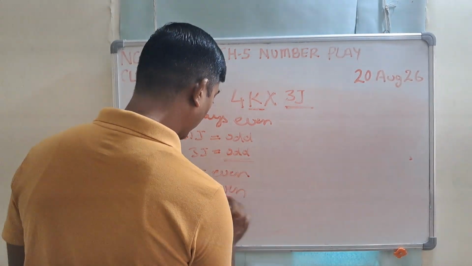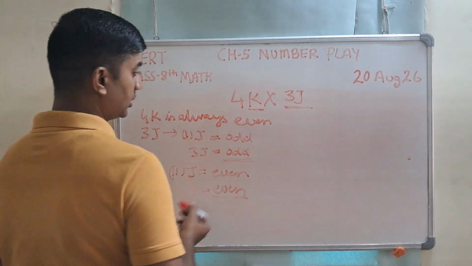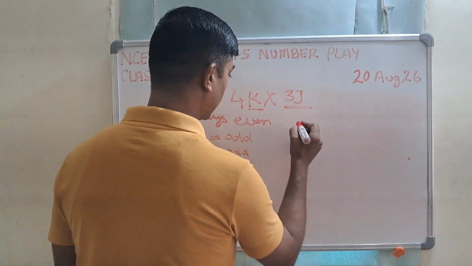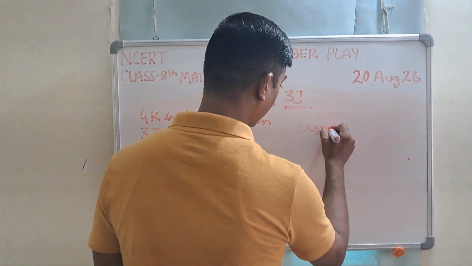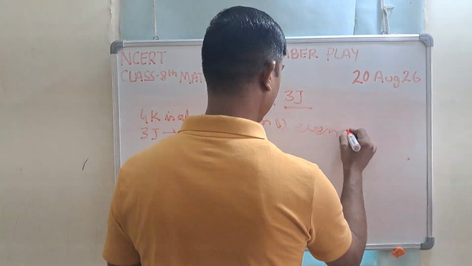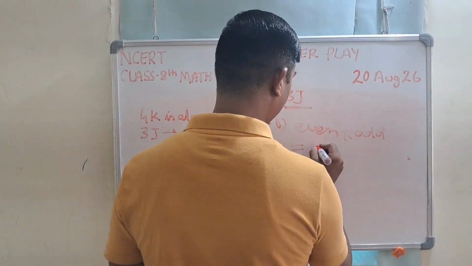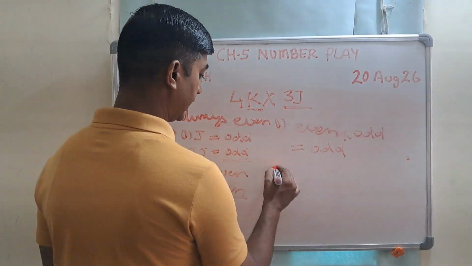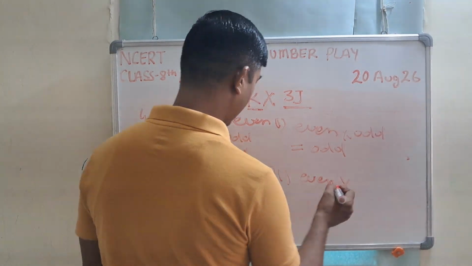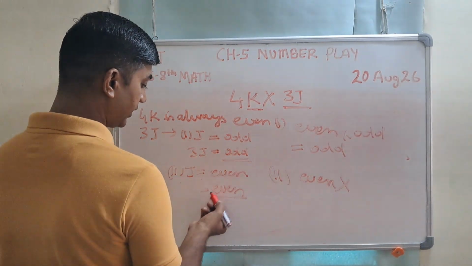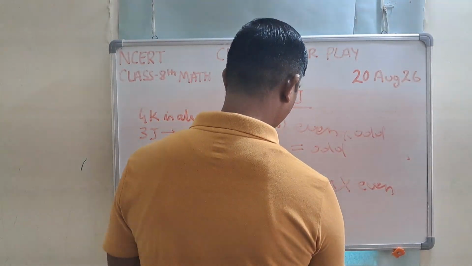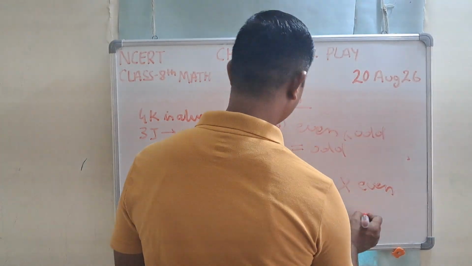Now in this expression, we have two values that we put here. When 4k is always even, in case 1, and 3j is odd, what is your result? Odd. Understood? In case 2, 4k is even, multiplied by 3j when j is even, 3j is even, then it is even multiplied by even, and even into even is even. So we have two results in this case.